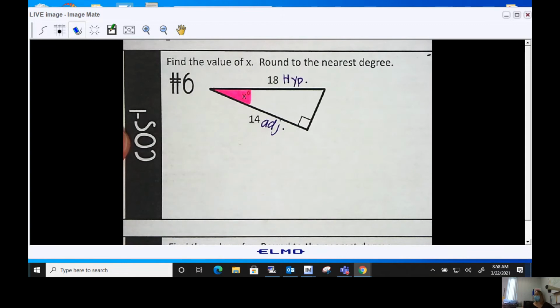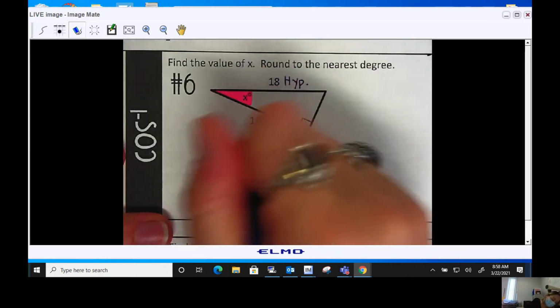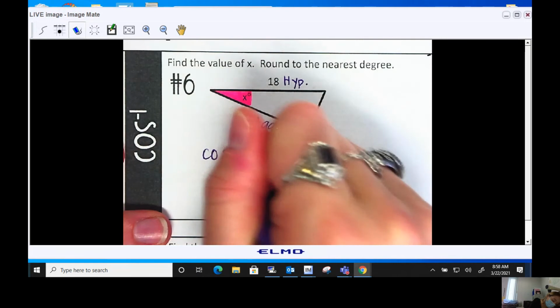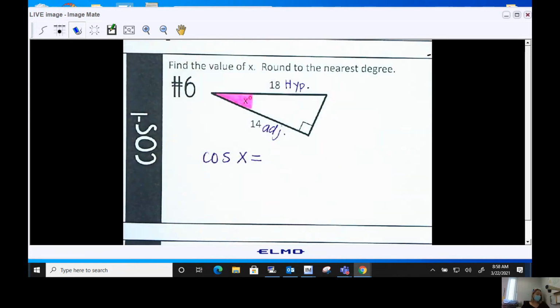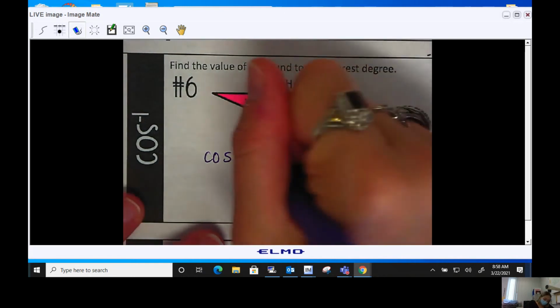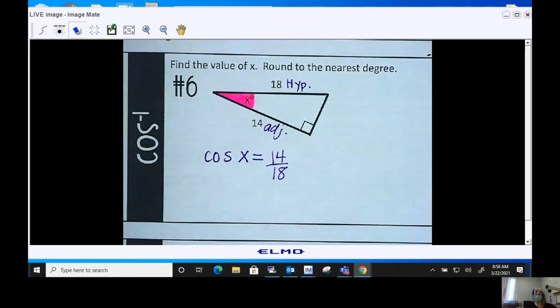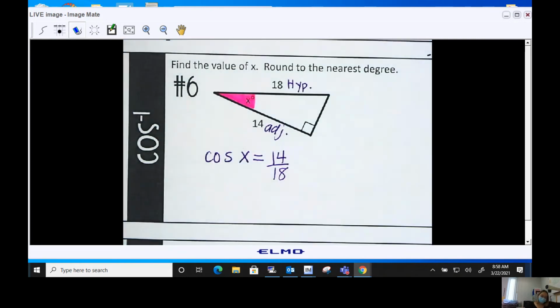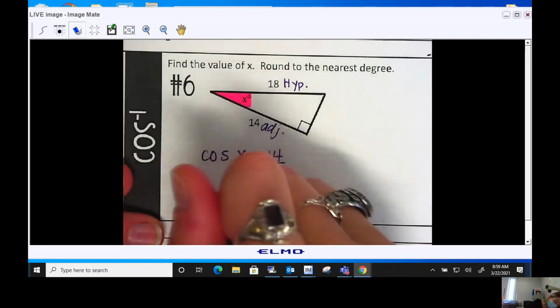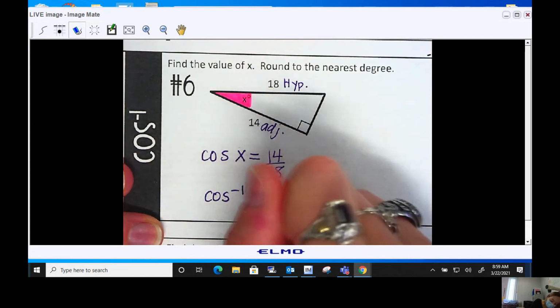It also kind of gives it away over here too, right? Cosine. All right, so we're going to take the cosine of x, and it's adjacent over hypotenuse. What over what? 14 over 18. 14 over 18, good. And so since we're trying to find an angle, I need to use the inverse cosine.